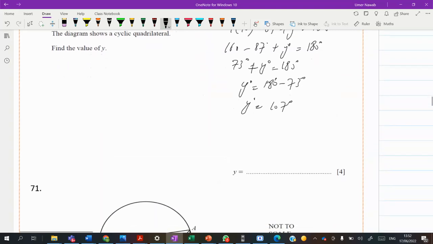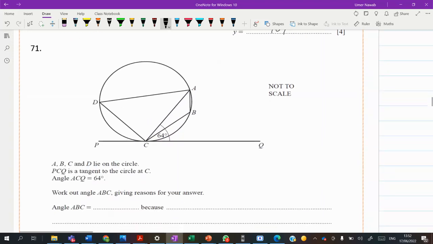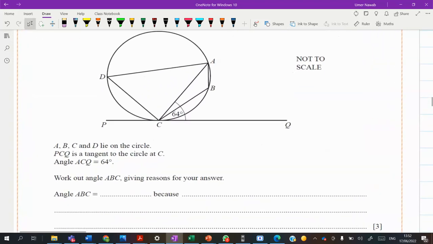So y is 107. Very important question, because it has lots of steps involved, and you need to use algebra inside it. The next question, guys, if you can see, he has given you a chord and he gave you a tangent. The alternate segment theorem tells you any angle which the chord makes with the tangent, that angle is always equal to the angle in the alternate segment, if the chord is produced back on the circumference, and that angle will always be the same.